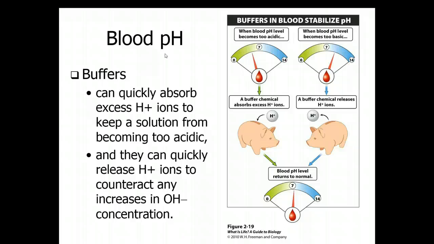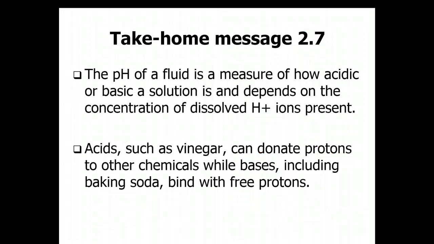We have to have a very strict control of pH. So in our blood, of course, we would have to buffer blood quite well. Buffers can quickly absorb excess hydrogens, or proton ions, to keep a solution from becoming too acidic, as they quickly release proton ions to counteract any increase in the hydroxyl concentration. So what's happening is the buffers are trying to resist the changes in pH by monitoring the concentration of the hydroxyls or the protons, depending on which side of the equation that we're talking about.